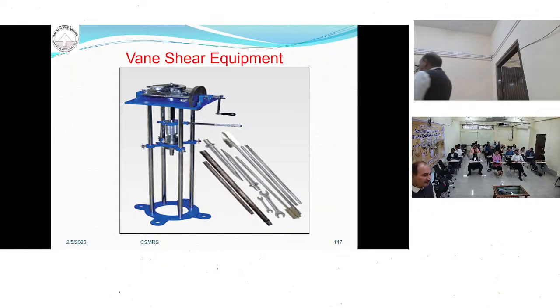This is the machine. What is happening? There is an extension rod. This extension rod is attached here, and at the bottom of the borehole is your vane, and you rotate it with the help of the handle at the rate of 0.1 degree per second.